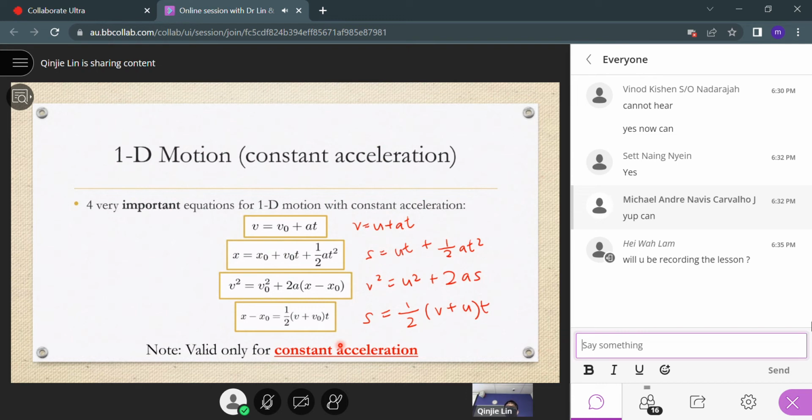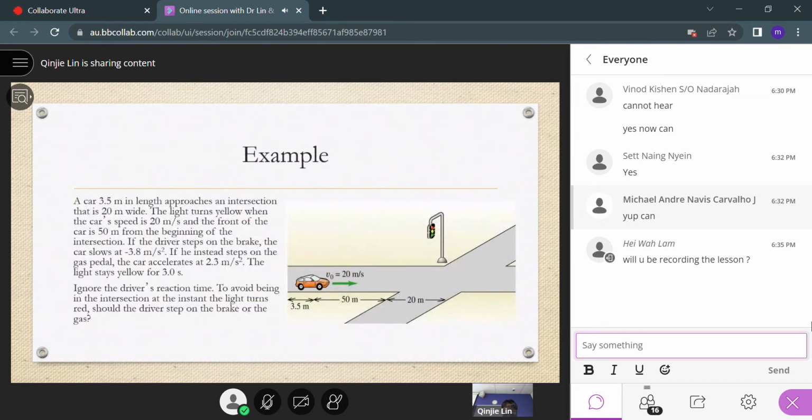Okay, then we continue. Let's take a look at one example. A car 3.5 meters in length approaches an intersection that is 20 meters wide. The light turns yellow when the car speed is 20 meters per second, and the front of the car is 50 meters from the beginning of the intersection. So it's basically illustrated here. They tell you the initial speed. They also tell you the length of the car. They also tell you from the front of the car to the intersection is 50 meters. And the intersection is 20 meters wide.